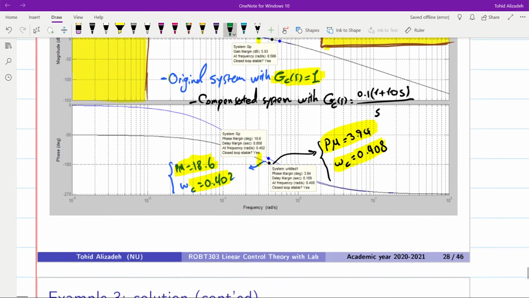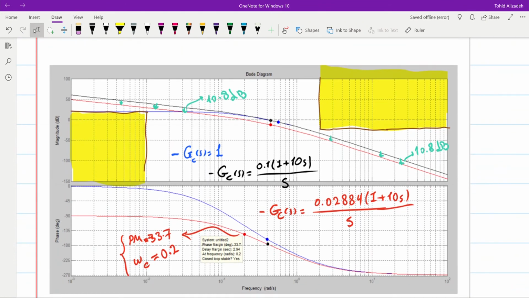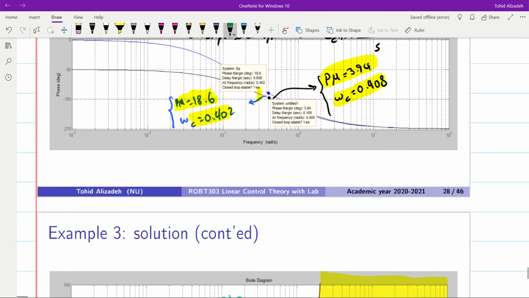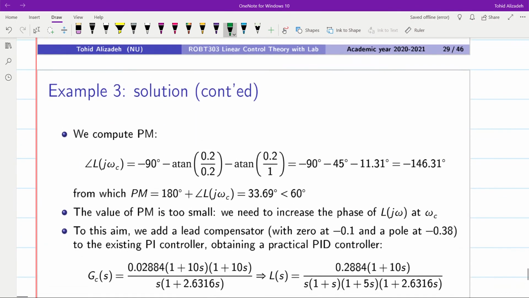Now with that, if we introduce that, and you can see it over here, and we have it in red color, you can see that now the phase margin has increased. It's equal to 33.7 degrees instead of 3 degrees that we had originally, and the crossover frequency is equal to 0.2. So now, this controller is satisfying the requirement on the noise attenuation, on the disturbance rejection, on the steady state error, and also on the crossover frequency, but our phase margin is not enough. It's 33.7, while we need to have the phase margin equal to 60 degrees.